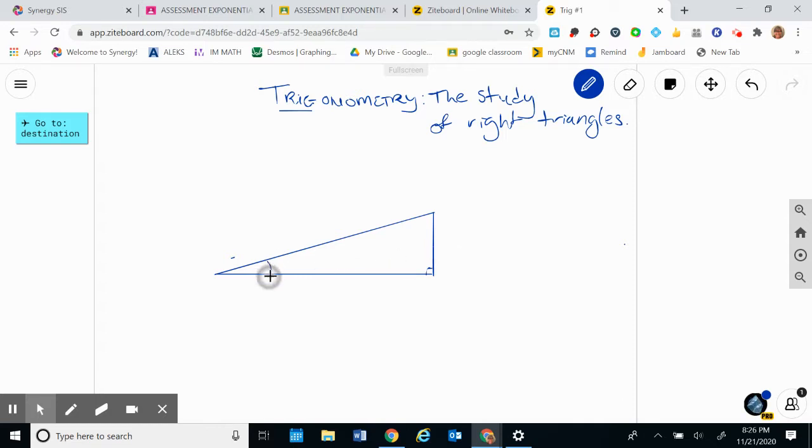So let's take a look at this. This is 30 degrees, and you know all the angles add up to 180. So this is 90 plus 90 is 180. So this is a 30-60-90 triangle. It's a really common one.